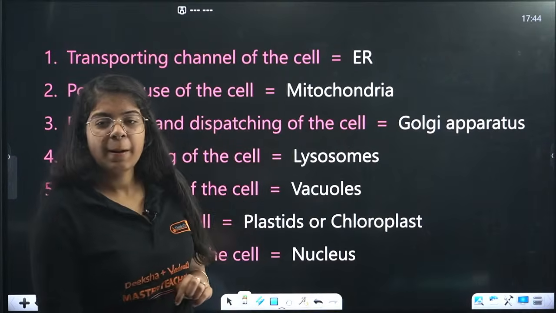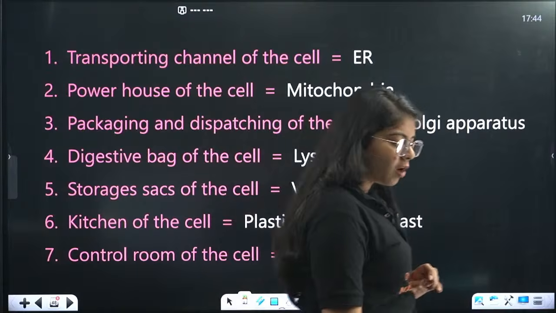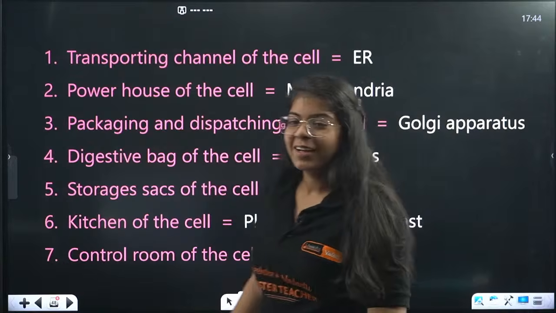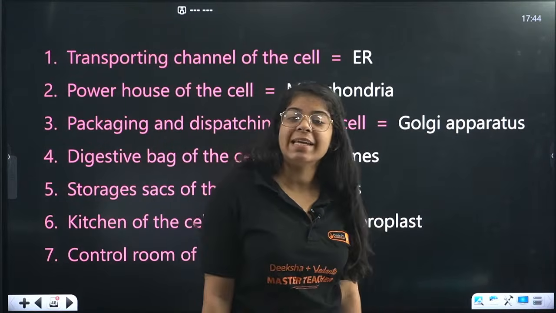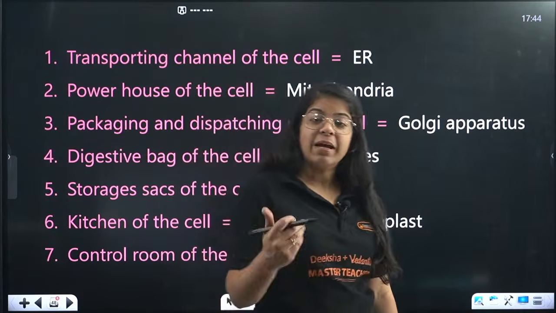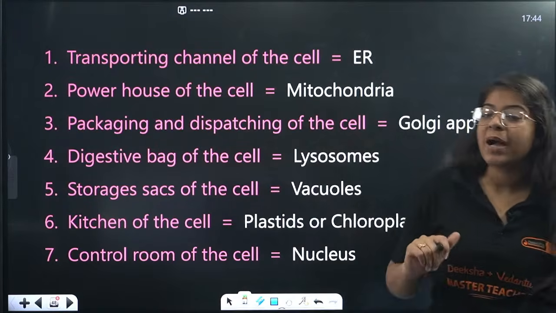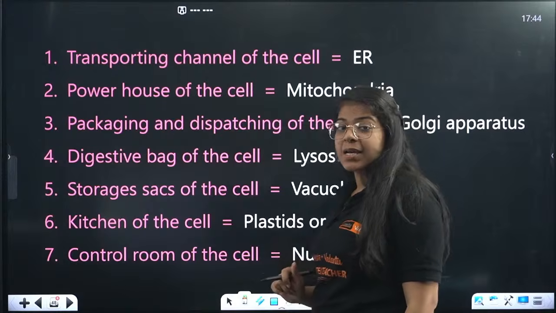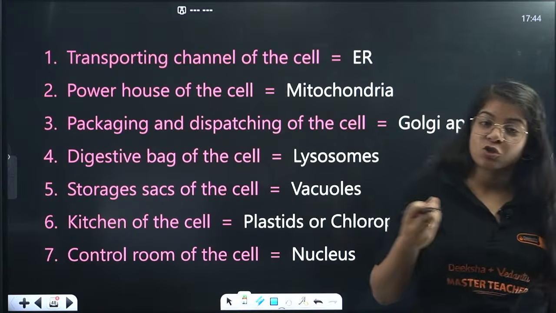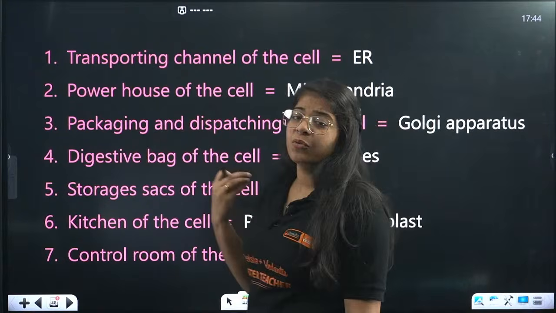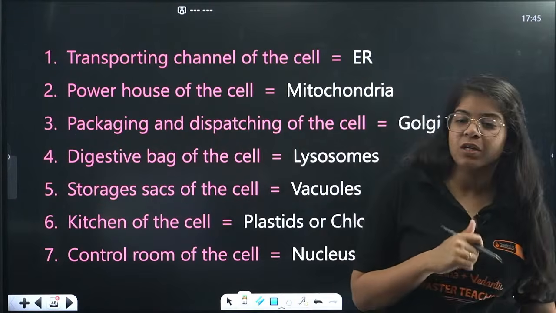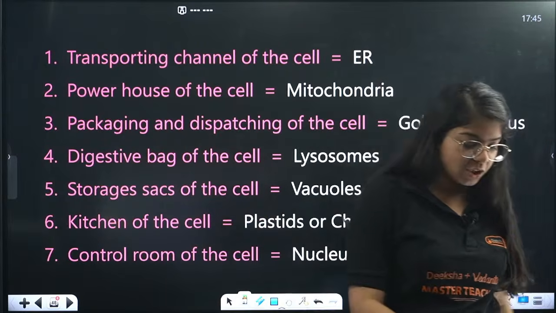Okay, done. So the transporting channel of the cell is what? Yes, very good. The transporting channel of the cell is endoplasmic reticulum. Powerhouse of the cell is mitochondria. Packaging and dispatching of the cell happens in Golgi apparatus. Digestive bags of the cell or suicidal bags of the cell are called lysosomes. Storage sacs are vacuoles. Kitchen of the cell is plastids or chloroplast. And finally, the control room of the cell is nucleus.